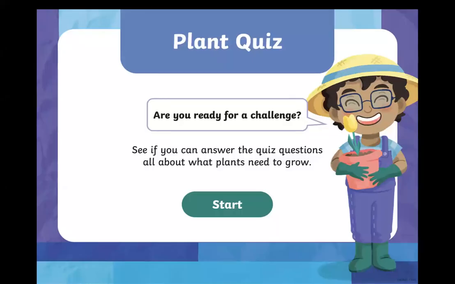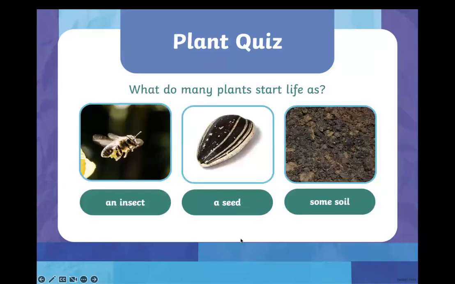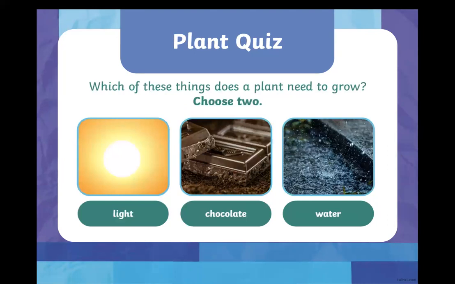Okay, now let us have your quiz. Are you ready? Let's start. What do many plants start life as? An insect, a seed, or some soil? Ding! Which of these things does a plant need to grow? Choose two. Light, chocolate, or water?